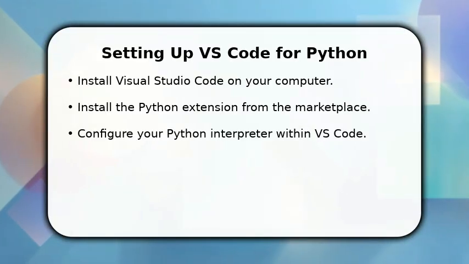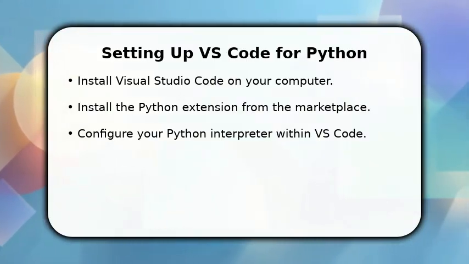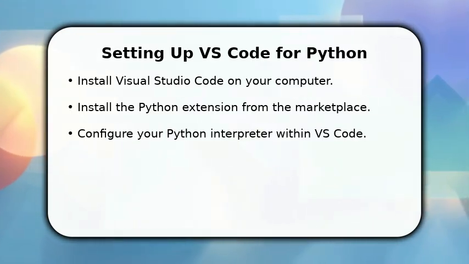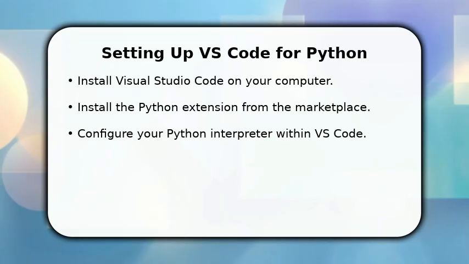In this video, I will explain how to learn Python with VS Code. First, download and install Visual Studio Code on your operating system. Next, open VS Code and navigate to the Extensions view, searching for and installing the official Python extension.